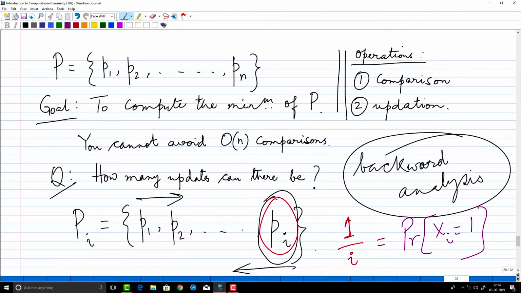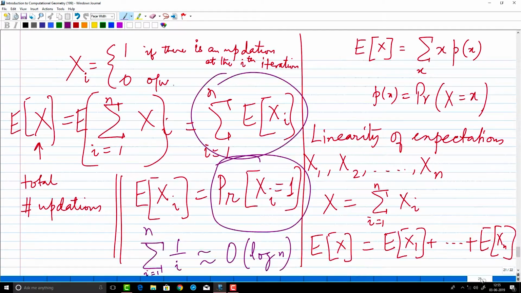Now, I said that the probability that there will be an updation at the ith step is 1 by i. Why? Because the updation will take place if and only if the minimum number appears at the ith location, else the updation must have happened somewhere earlier. So, your favorable case is only 1 and your total case is i. So, the probability that it gets updated at the ith step is 1 by i, and then I did this calculation.